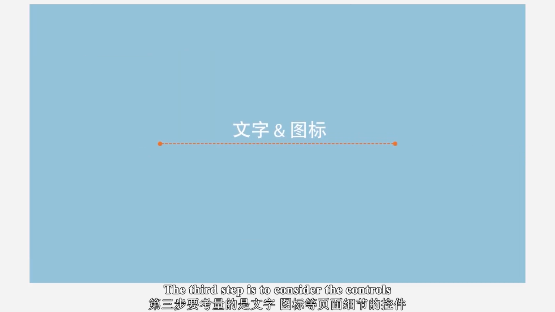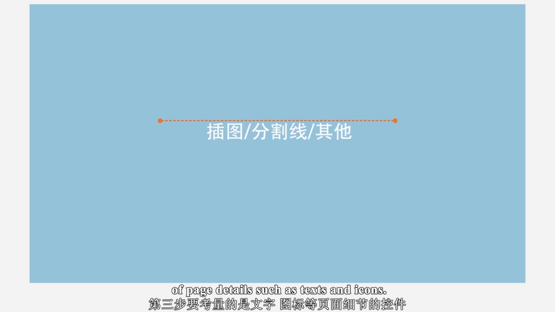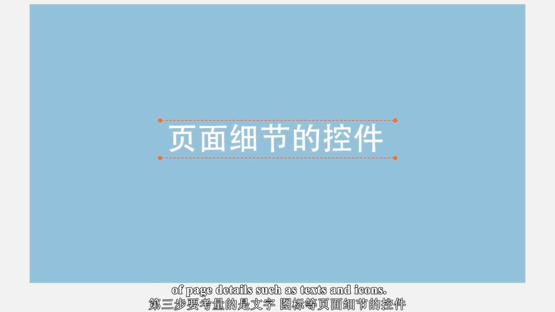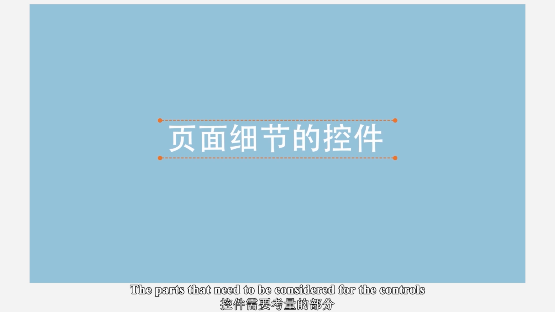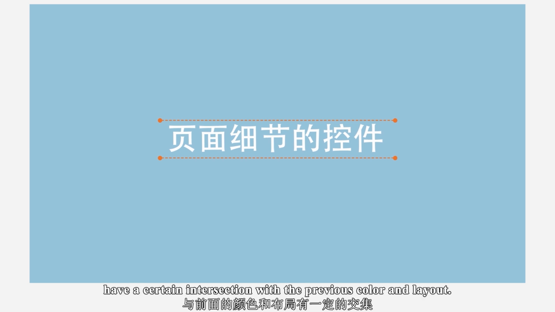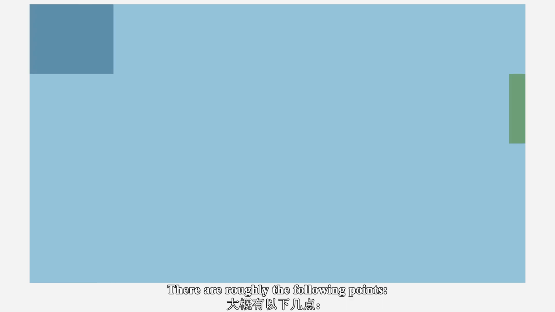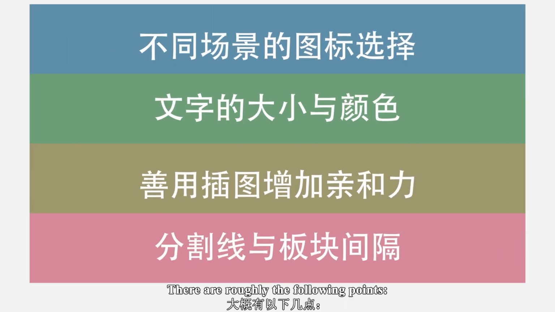The third step is to consider the controls of page details such as texts and icons. The parts that need to be considered for the controls have a certain intersection with the previous color and layout. There are roughly the following points.